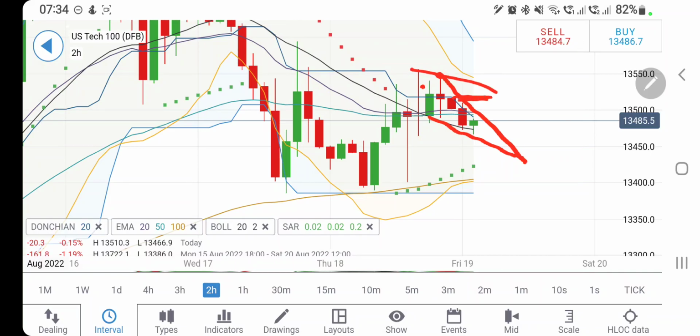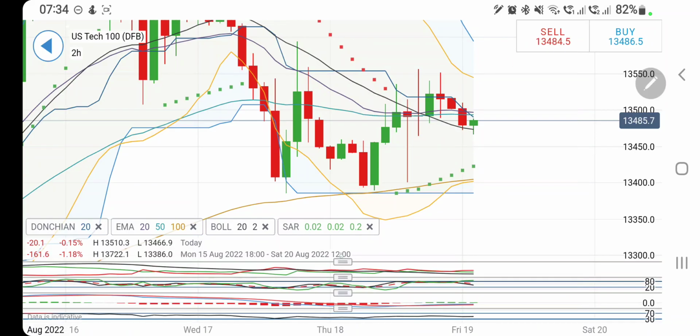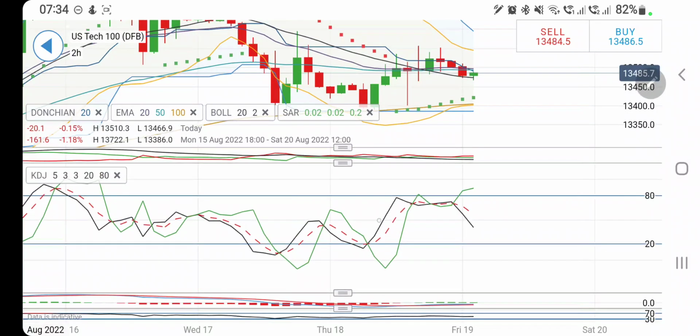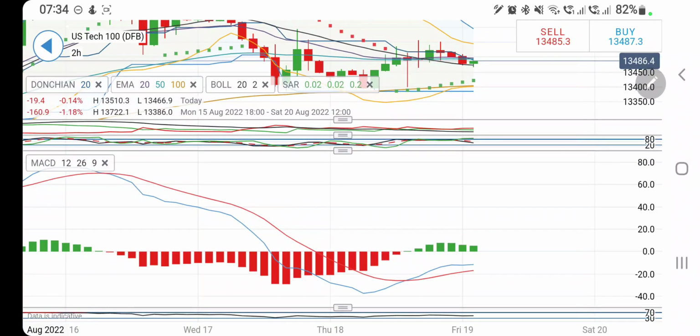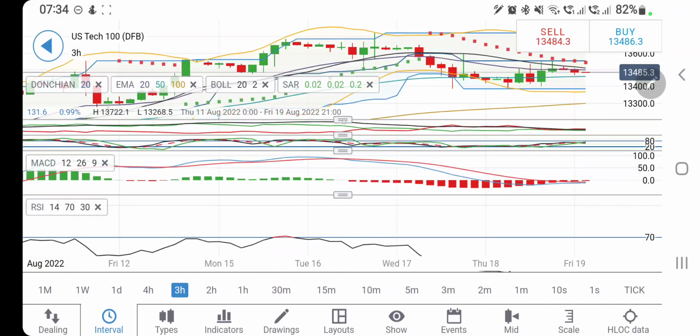If you see it beyond 13530, a comfortable long entry you should take only above 13550. At the same time, a good short entry is below 13450. So in between these 100 points, let's stay away. Directional movement is bearish, stochastic is looking downwards, MACD is bullish, willing to trade in the green zone, RSI trading flat.